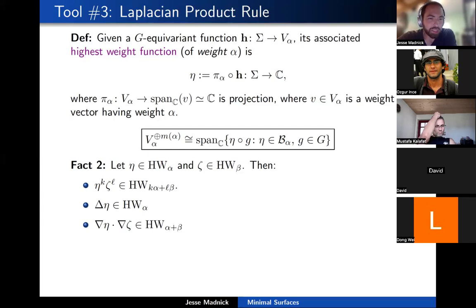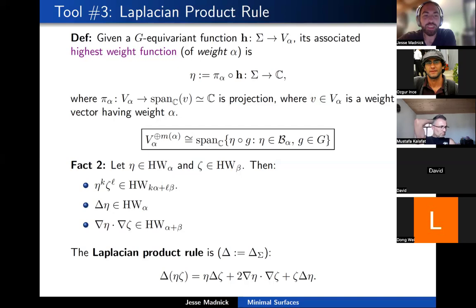And moreover, the Laplacian, this is the Laplacian on sigma, preserves highest weight functions. So the Laplacian of eta is still highest weight, and its weight is alpha. And moreover, you can take the dot product of the gradients and get another highest weight function of weight alpha plus beta. This is a very good thing. In particular, this is useful when applying the Laplacian product rule, because the Laplacian product rule involves Laplacians and dot products of the gradients. And we will need this in a very crucial way in applying the method.